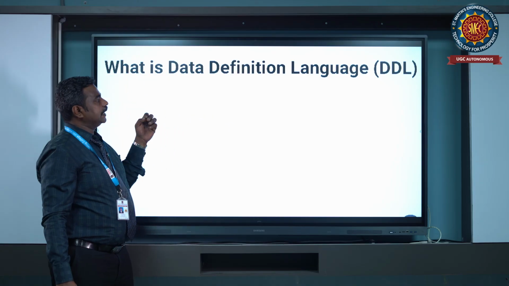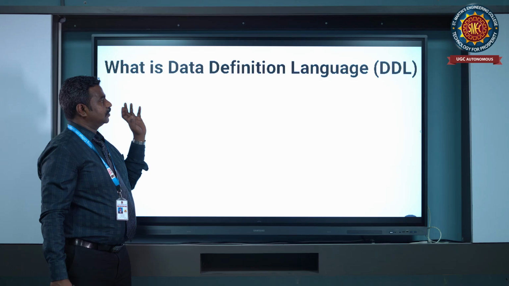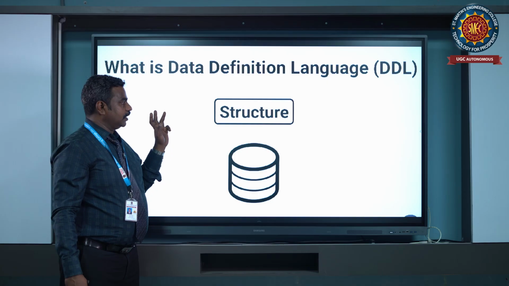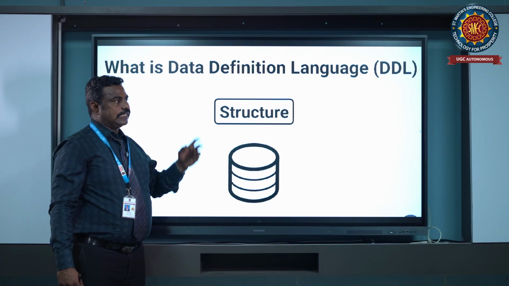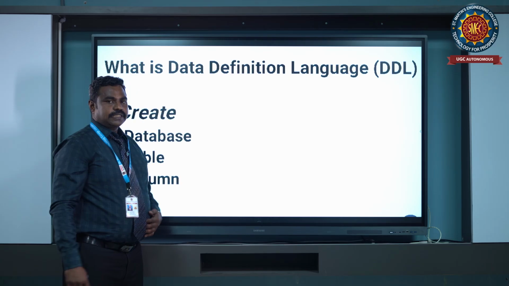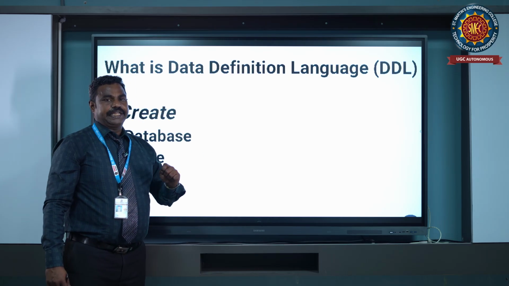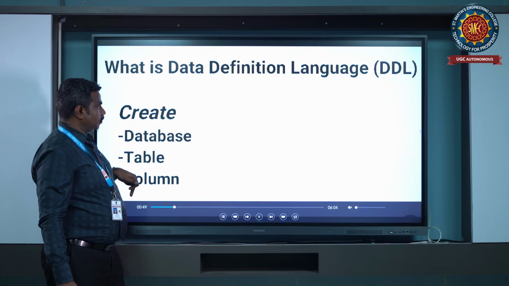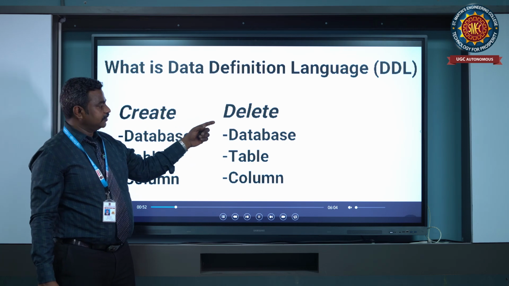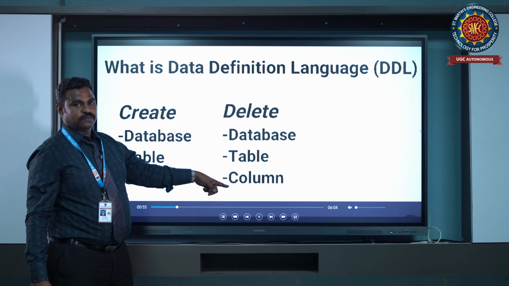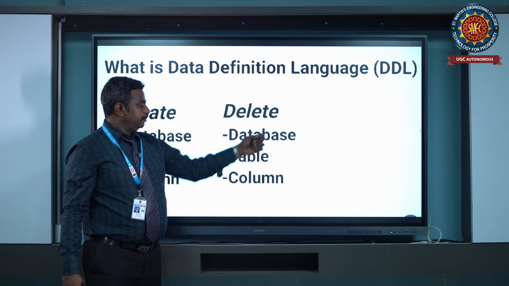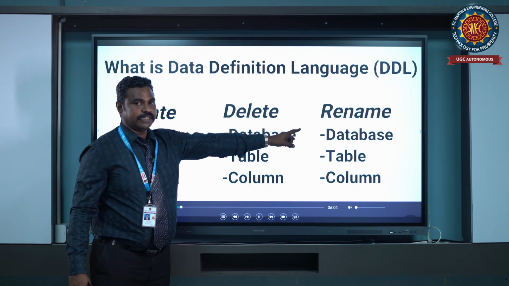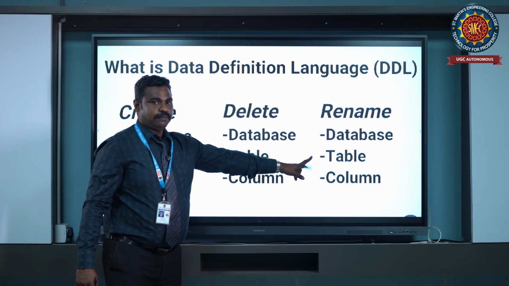It is used to create the relationships between the data. Yes, we have 5 commands available: create, alter, drop, rename and truncate. First one, create means only used for the create. Yeah, create a database, then table, column also. Then second one, delete means delete database, table, column also. Then third one, rename means rename the database, then table name and column also.